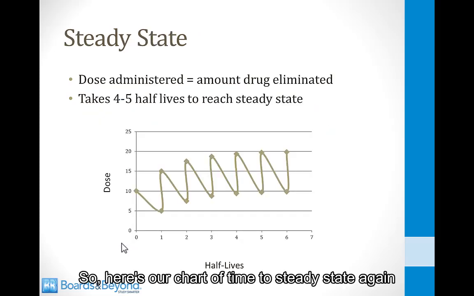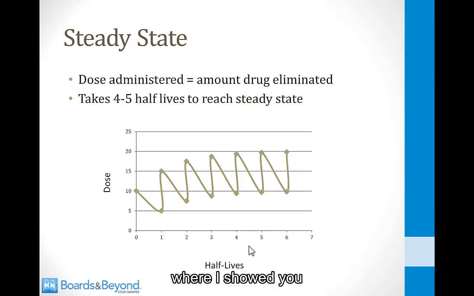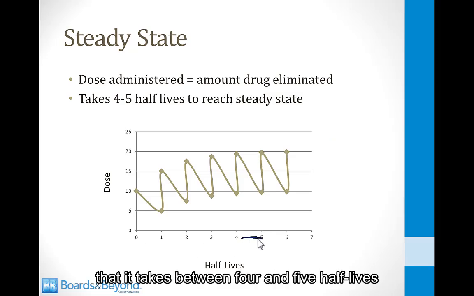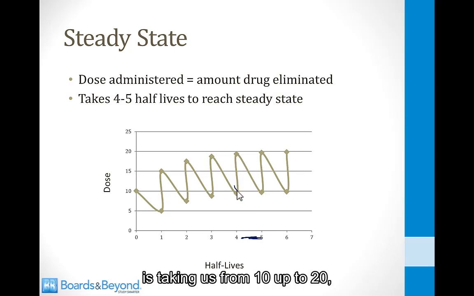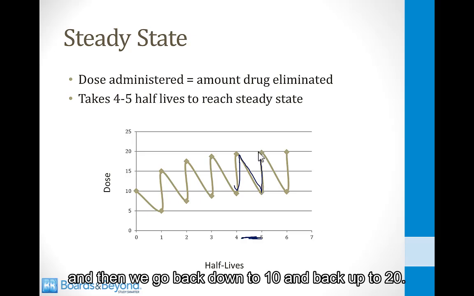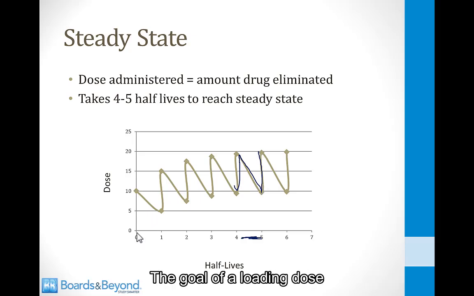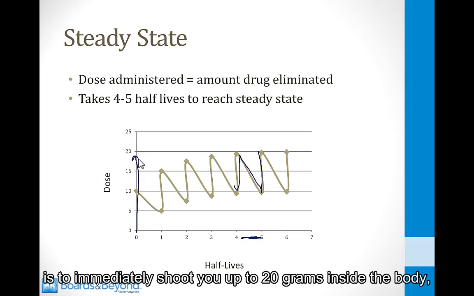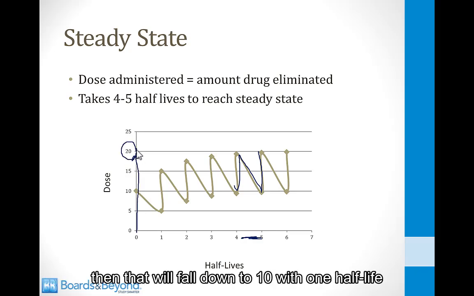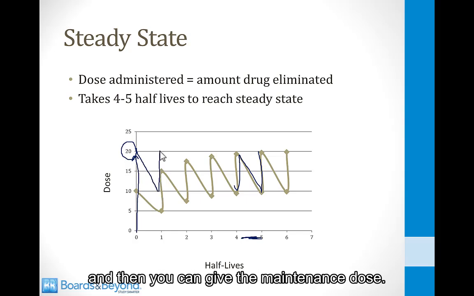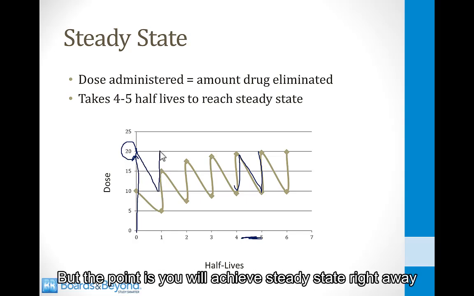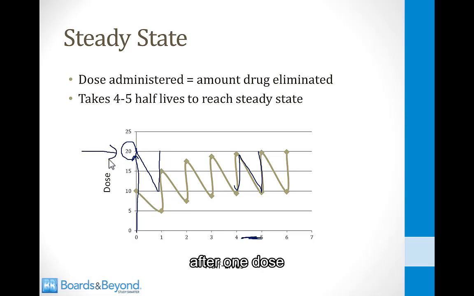So here's our chart of time to steady state again, where I showed you that it takes between 4 and 5 half-lives to get to a point where our maintenance dose is taking us from 10 up to 20, and then we go back down to 10 and back up to 20. The goal of a loading dose is to immediately shoot you up to 20 grams inside the body. Then that will fall down to 10 with 1 half-life, and then you can give the maintenance dose. But the point is you will achieve steady state right away after 1 dose instead of having to wait 4 to 5 half-lives.